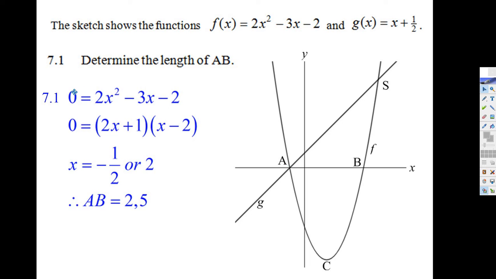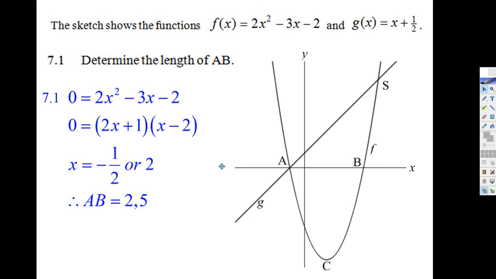And that means you just let y equals 0, and then you factor it. Well, factoring this, 2x times x gives me 2x squared. 1 times 2 gives me 2. But 2x times minus 2 gives me a nice minus 4x. And then plus 1x, that gives me the minus 3x. That gives me two x values, minus a half, right there. That must be A. And the other x value must be 2.